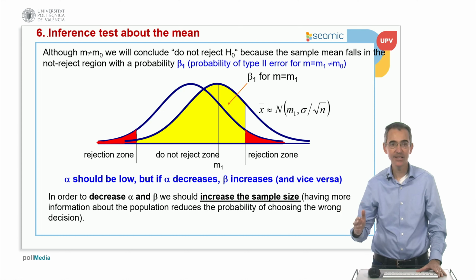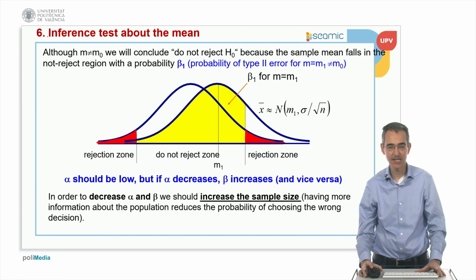The only way that we can decrease both alpha and beta at the same time is to increase the sample size. Obviously, if we have more values in the sample, we will reduce the probability of choosing the wrong decision. So in statistics, a tough decision is what alpha to work with. Is it better to work with a very small value of alpha? No, because if alpha is very low, then the value beta will be high. So the recommendation in many cases is to work with alpha 5% or 1%. It's usually the case.